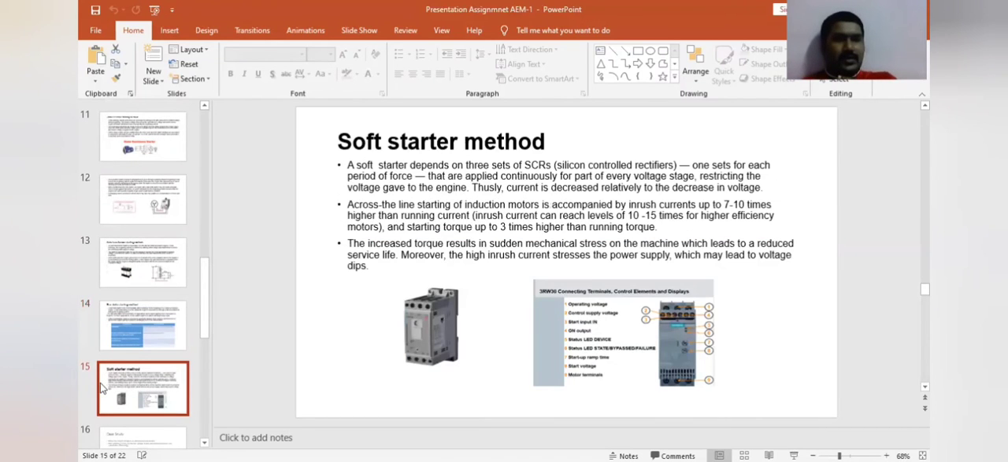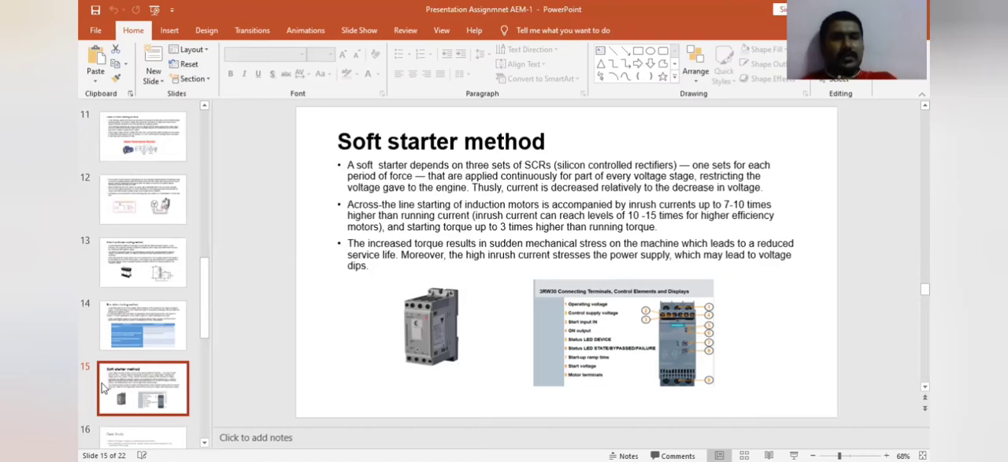The last one is the soft starter method. It depends on three sets of SCRs, which are known as silicon controlled rectifiers. One set for each phase of power is applied continuously for every voltage phase, reducing the voltage given to the motor. Thus, the current decreases in proportion to the decrease in voltage.